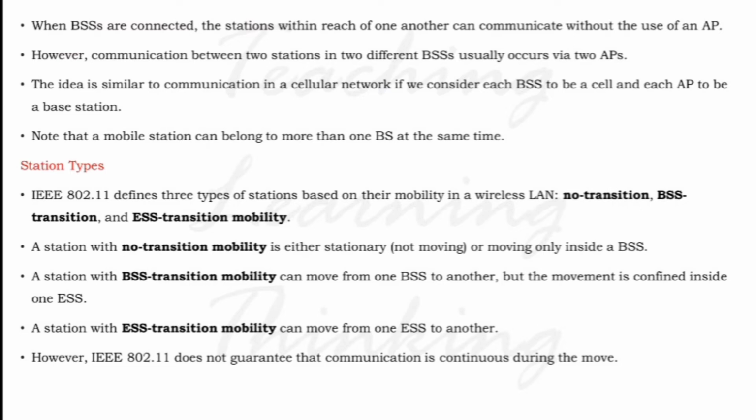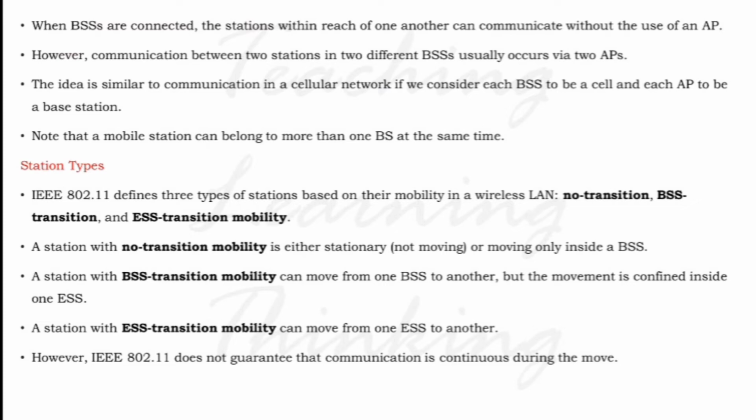IEEE 802.11 defines three types of stations based on their mobility in a wireless LAN: no transition, BSS transition, and ESS transition mobility. A station with no transition mobility is either stationary, not moving, or moving only inside a BSS. So that is no transition mobility. A station with BSS transition mobility can move from one BSS to another, but the movement is confined inside one ESS. That is all about BSS transition mobility.